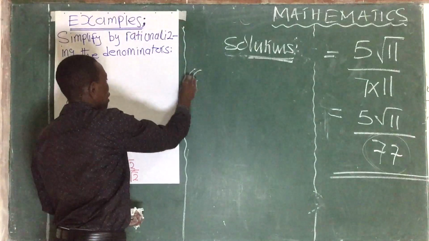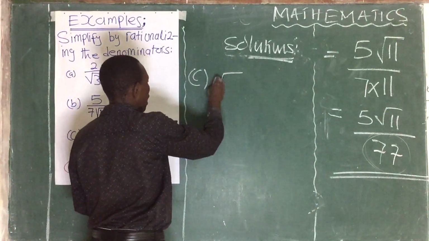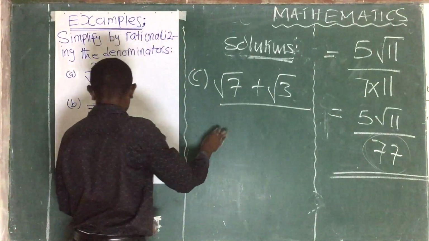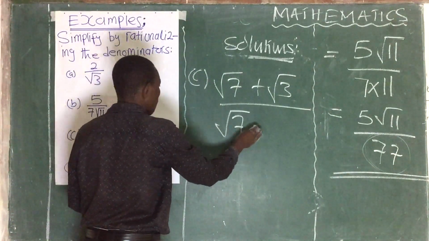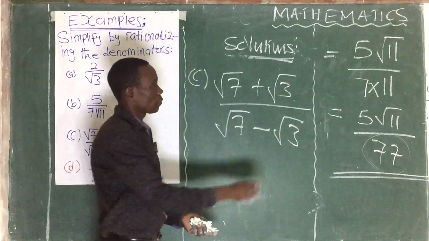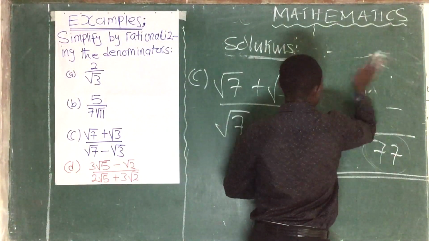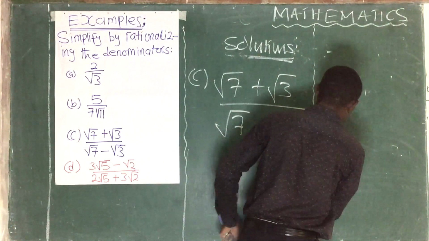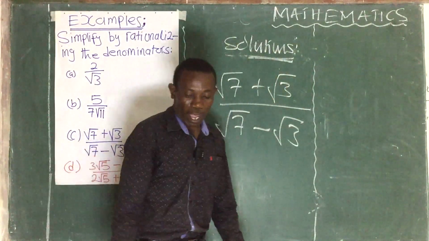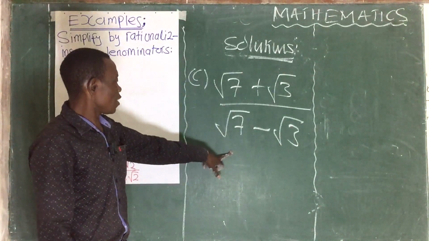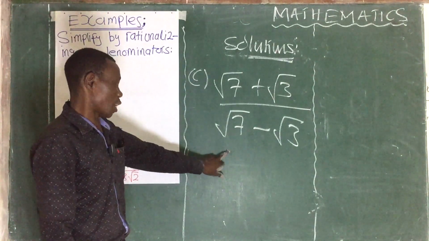Right, so here we are. We have square root of 7 plus square root of 3 over square root of 7 minus square root of 3. Let me clear up the space for discussion on this one. Now, if we look at the nature of the denominator, it's got two terms.